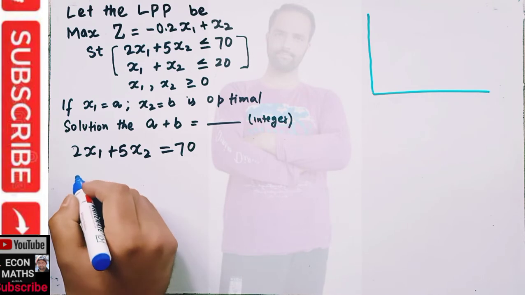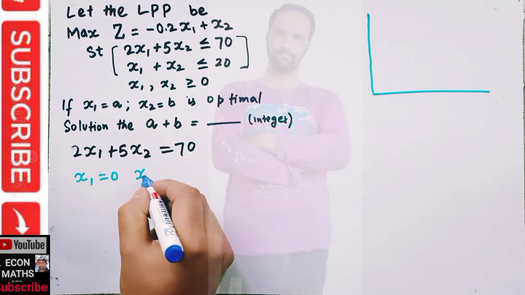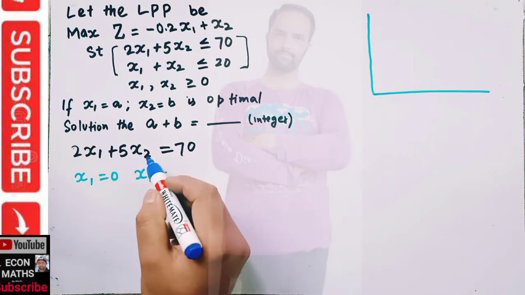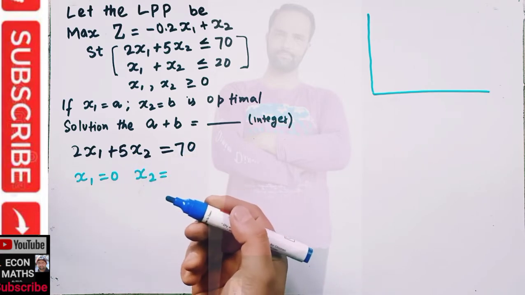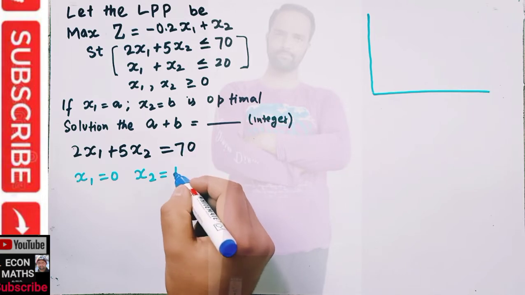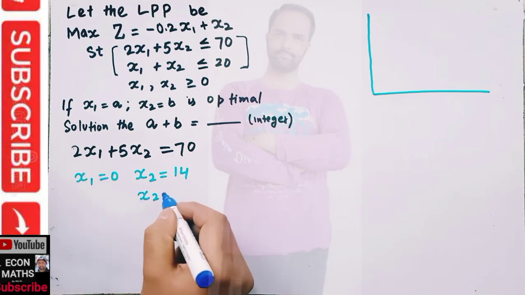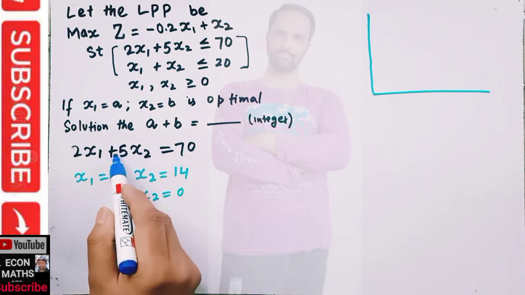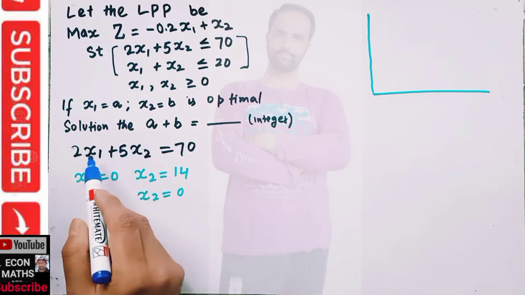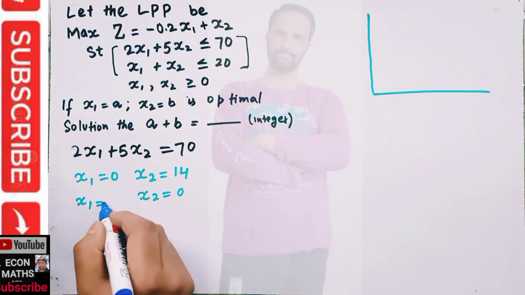Let us put x1 is equal to 0. If we put x1 is equal to 0, our x2 will be equal to 70 upon 5, which is 14. Then put x2 is equal to 0. Now in secondly we put x2 is equal to 0, so this whole stuff becomes 0. That means x1 is equal to 70 upon 2, that is 35.